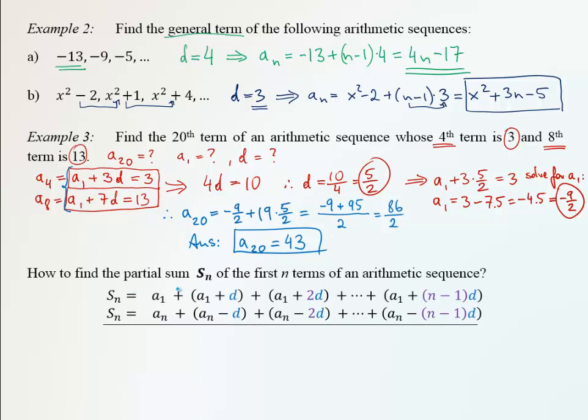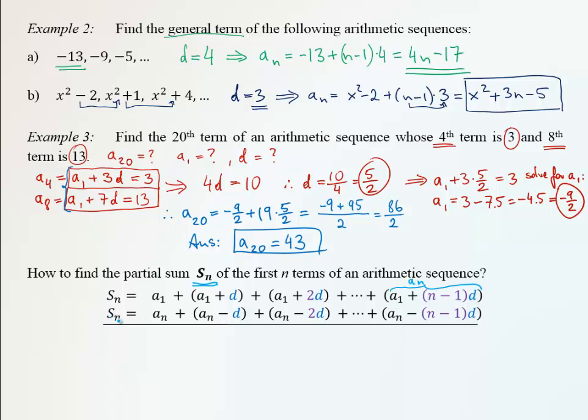Let's observe how to find partial sum Sn of the first n terms of an arithmetic sequence. Sn, from the definition, is the sum of the first term a1, the second term, which is a1 plus d, the third term, which is a1 plus 2d, and so on until we get the nth term, which is a1 plus n minus 1 times d.